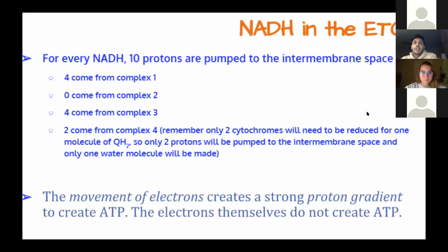Essentially this is a breakdown, but for every NADH that you have, 10 protons are going to be pumped into the intermembrane space.